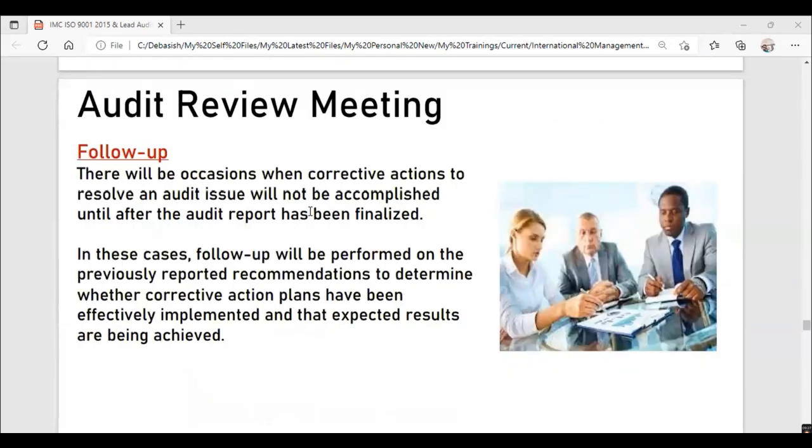And finally, follow-up. There will be occasions when corrective actions to resolve an audit issue will not be accomplished until after the audit report has been finalized. In those cases, follow-up will be performed on the previously reported recommendations to determine whether corrective action plans have been effectively implemented as expected and as agreed between the auditor and the auditee, and that expected results are being achieved.